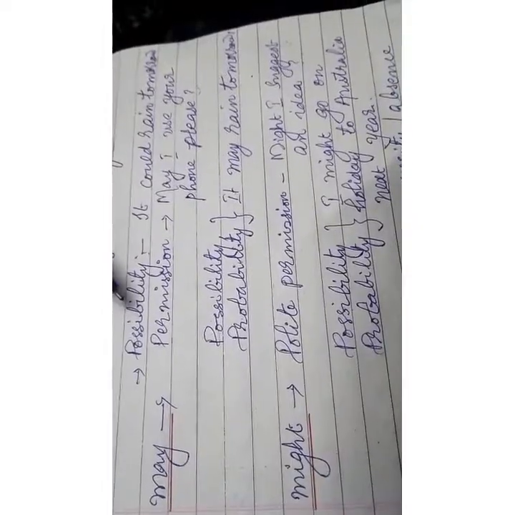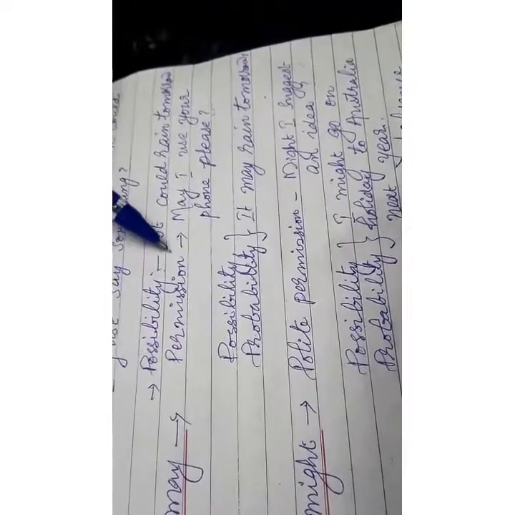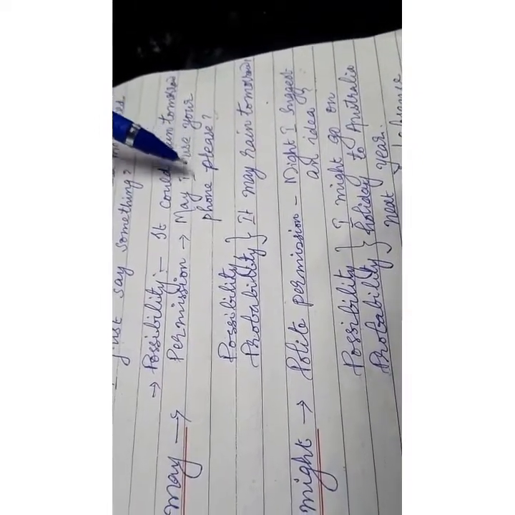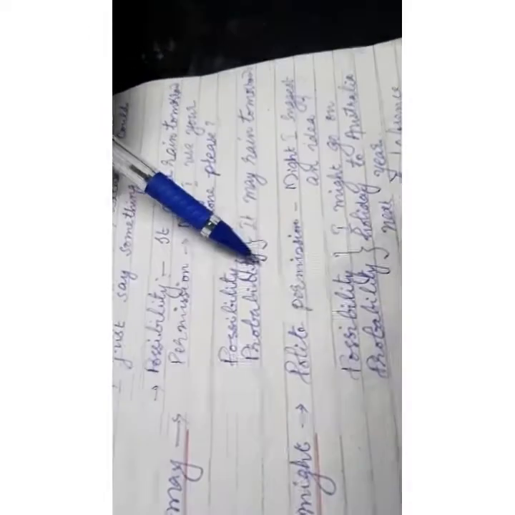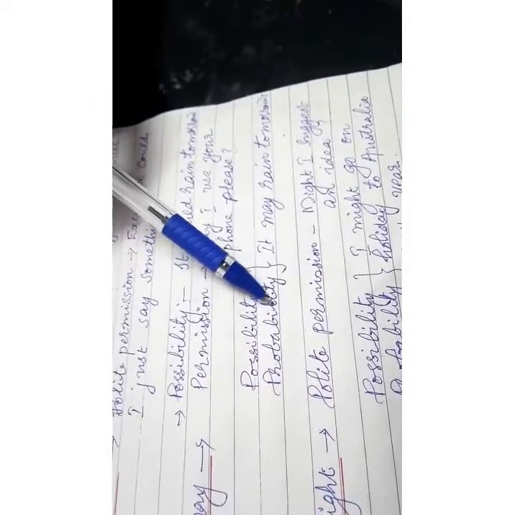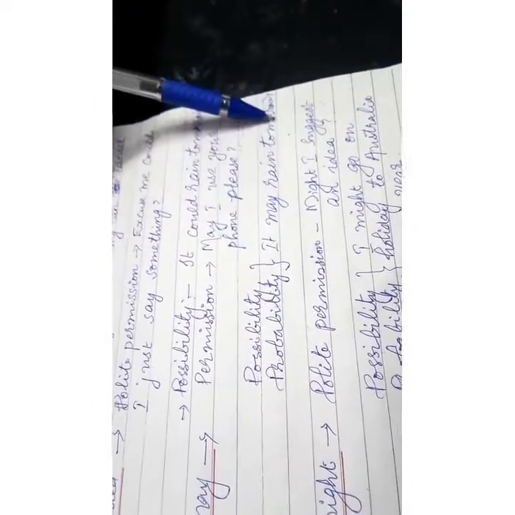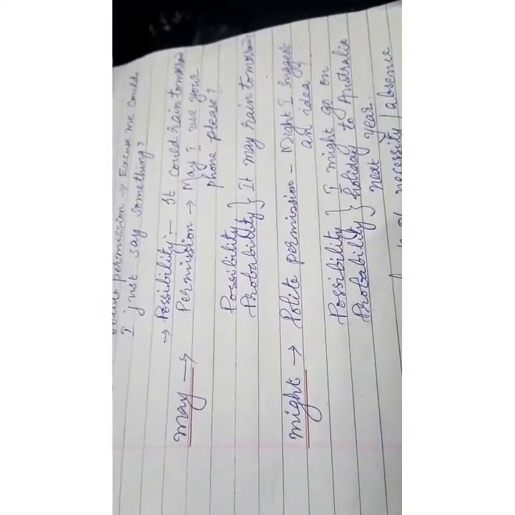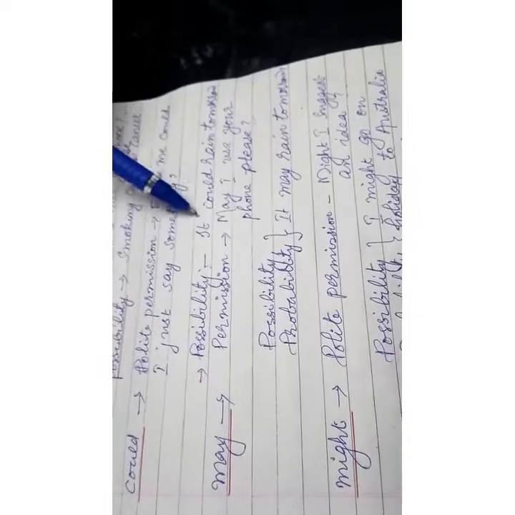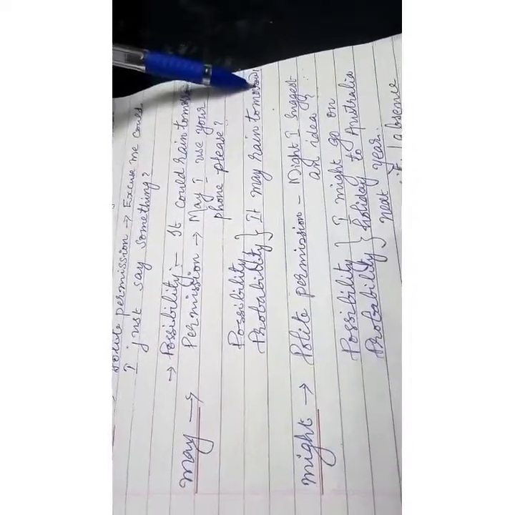May is also a modal. Permission: may I use your phone please? Then possibility or probability is also here. May will have the meaning of possibility and probability. It may rain tomorrow. In the case of could, the possibility was also here. It could rain tomorrow. But here, it may rain tomorrow.